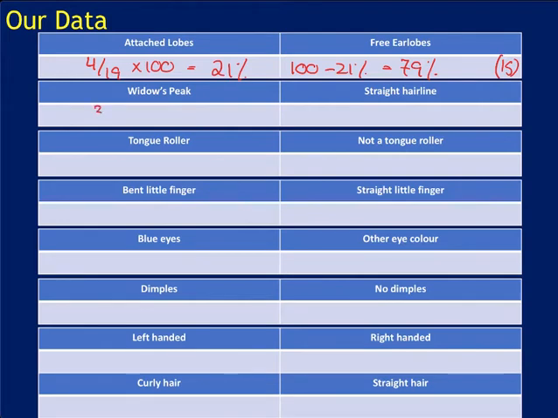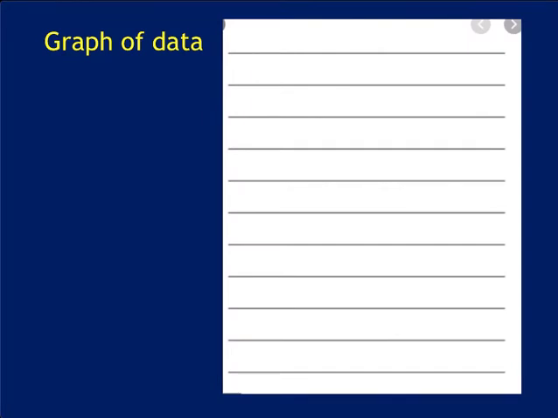Here, just to show you again, it's 3 divided by 19 multiplied by 100 for our widow's peak, and that gives 16%. And here it is 100, take away 16%, and it's going to give me 84%. Now you are going to do that for the tongue rollers, the bent little fingers, the blue eyes, the lovely dimples, the left-handedness, and the curly hair, for all of those traits, both sides. When you have done that, one of the good things about this particular graph is we don't actually need fancy smancy graph paper. We can do it with lined paper.